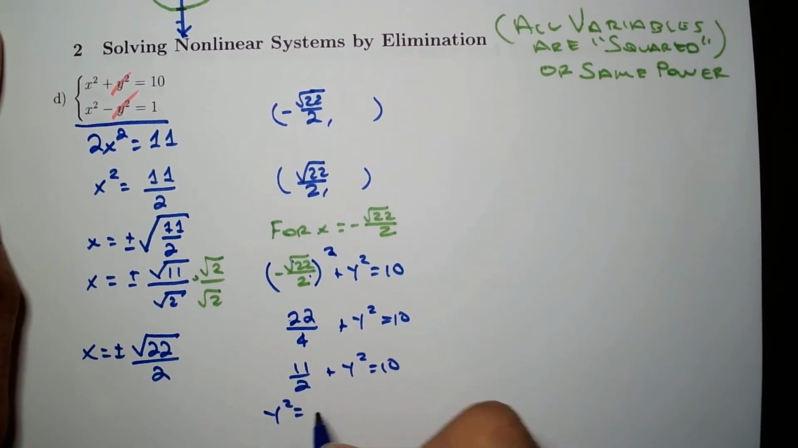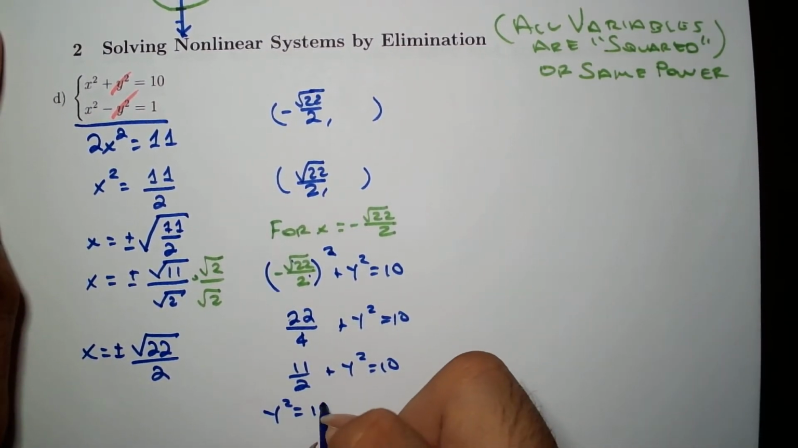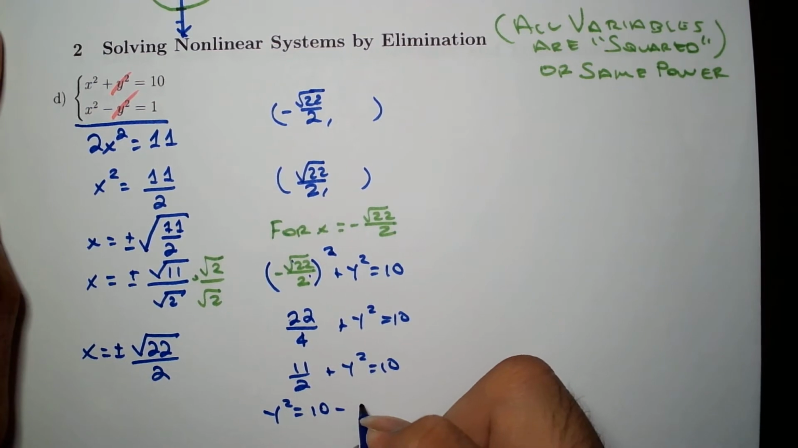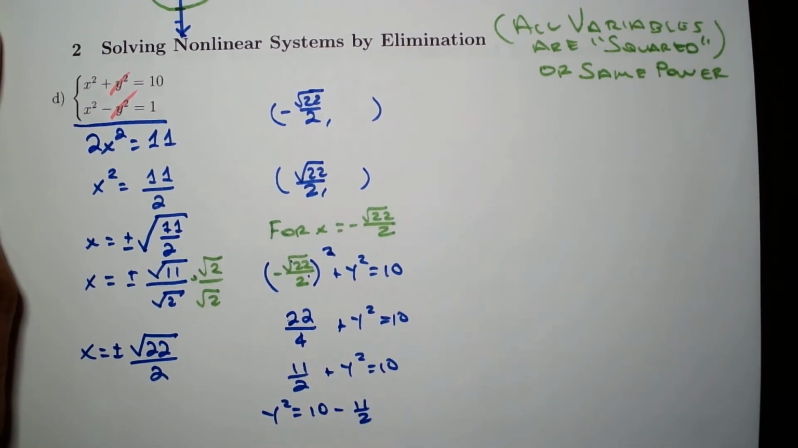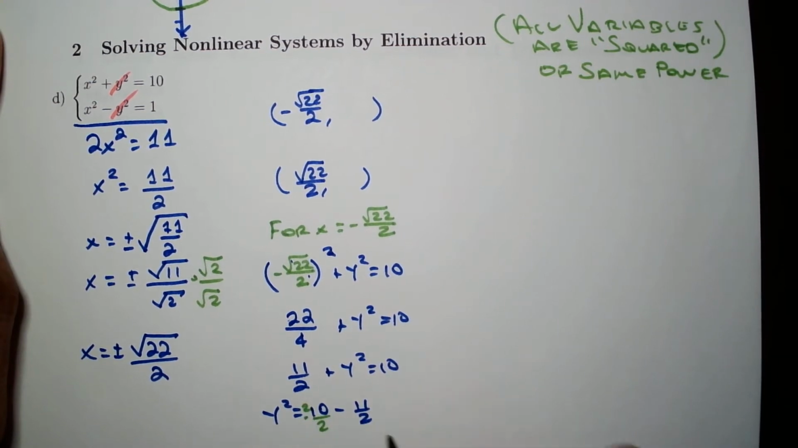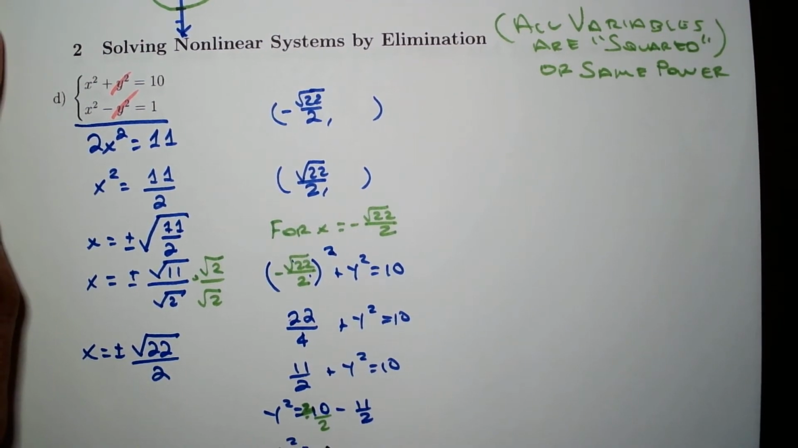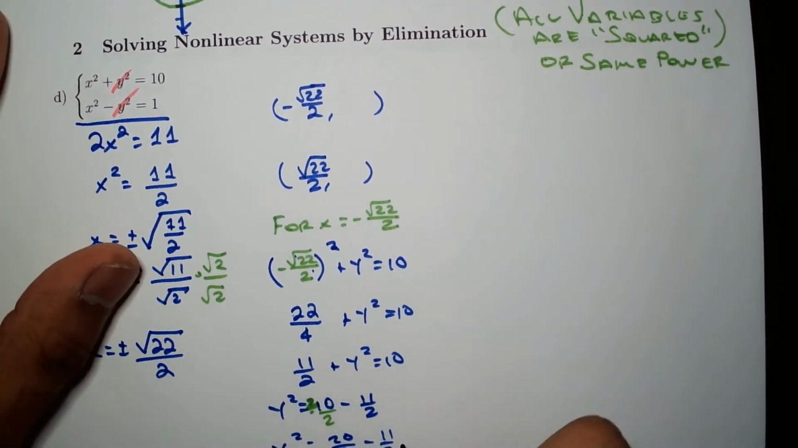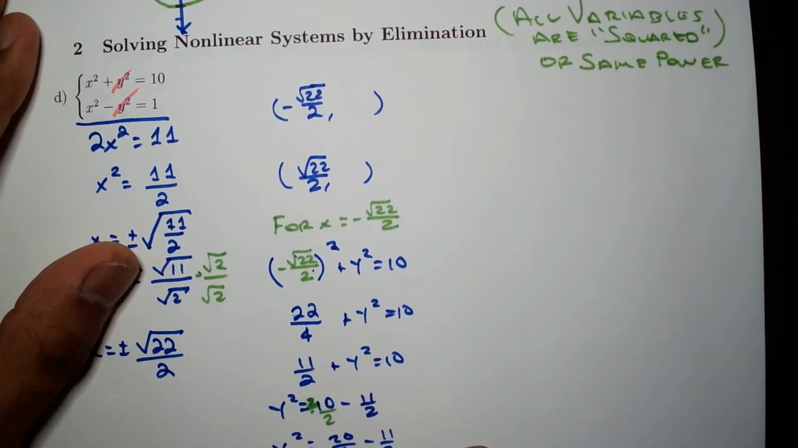Y squared equals 10 minus 11 over 2. And, well, you might want to find an LCD, multiply by 2 to get essentially 20 halves minus 11 halves. And that's a total of 9 halves. Y squared equals 9 halves.